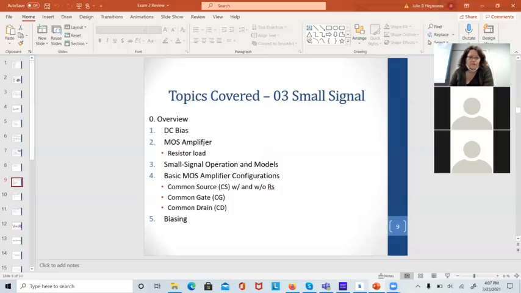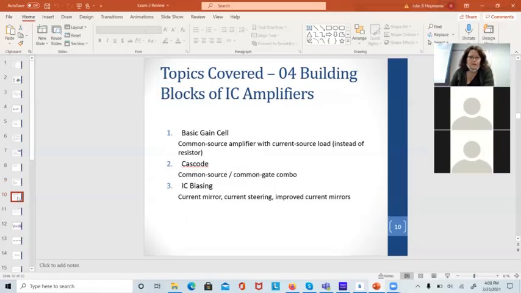We looked at MOS amplifiers, 4 different types: common source with a source resistor, common gate, and common drain, and some different biasing schemes. The 04 slides, we looked at the basic gain cell, which was a common source amplifier, and we added a current source load to it to increase the output resistance, which effectively increases the gain. We looked at the cascode as a common source, common gate combo. There is a cascode on this exam. It's a weird looking one, but it is a cascode.